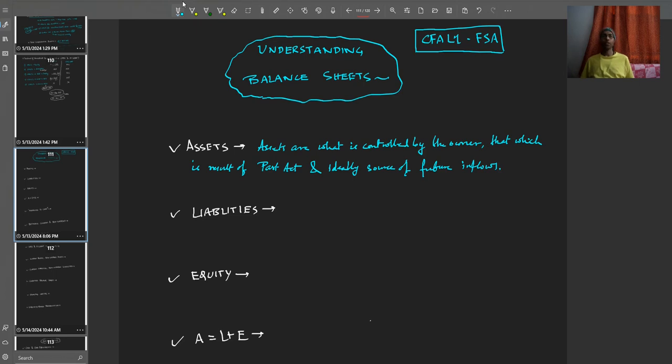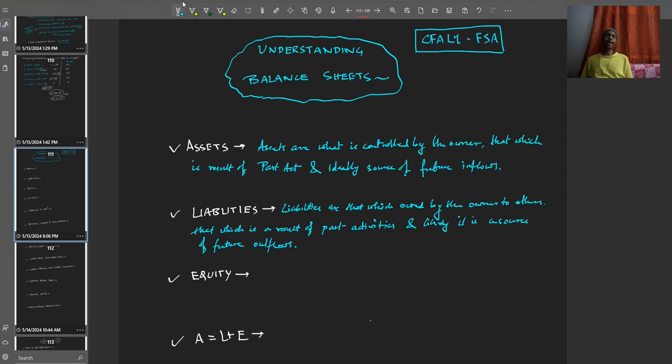Liabilities are more like an opposite or antithesis of assets. Liabilities are basically what is owed by the owner to others, and which is also a result of past activities, and under defined circumstances, they can be the source of future outflows. So liabilities are that which is owed by the owner to other entities, that which is a result of past activities, and likely that which is going to be a source of future outflows of cash. Now comes equity.